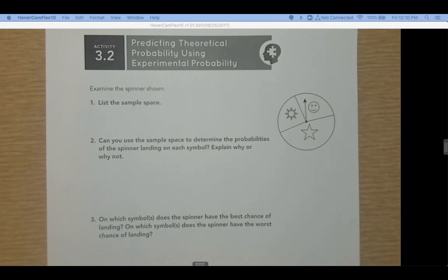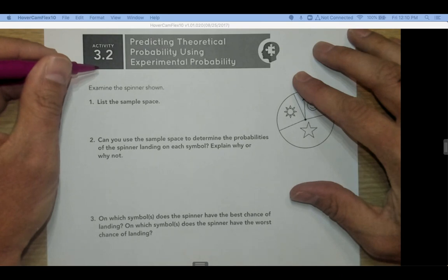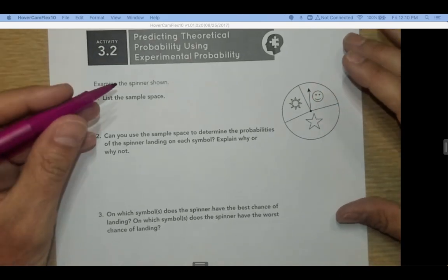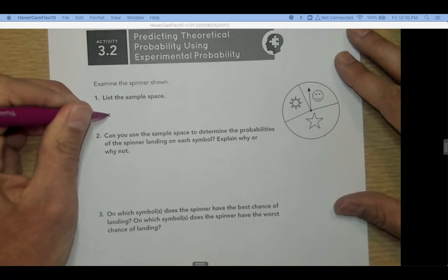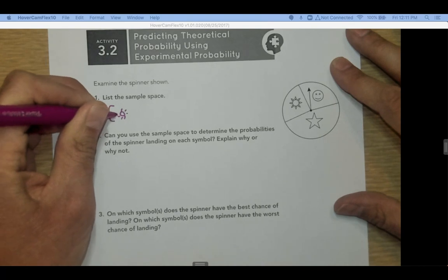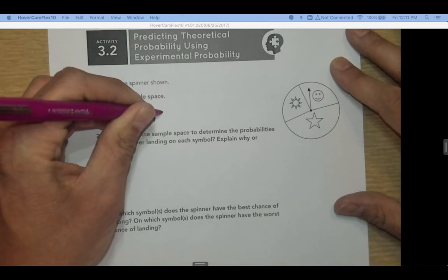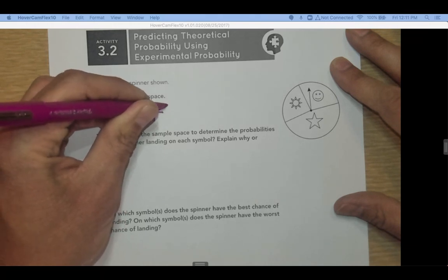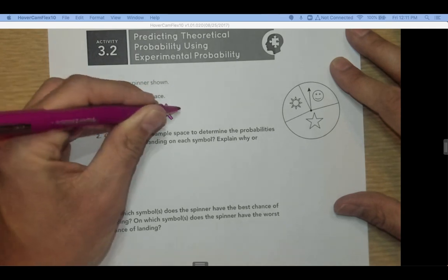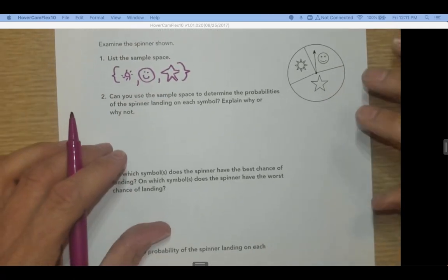All right. So, activity 3.2, predicting theoretical probability using experimental probability. So list the sample space. So the sample space for this one, you'll either get a sun, you'll get a smiley face, or you'll get a star. Sorry for my sad looking star. But that will be your options, and so that is the sample space.